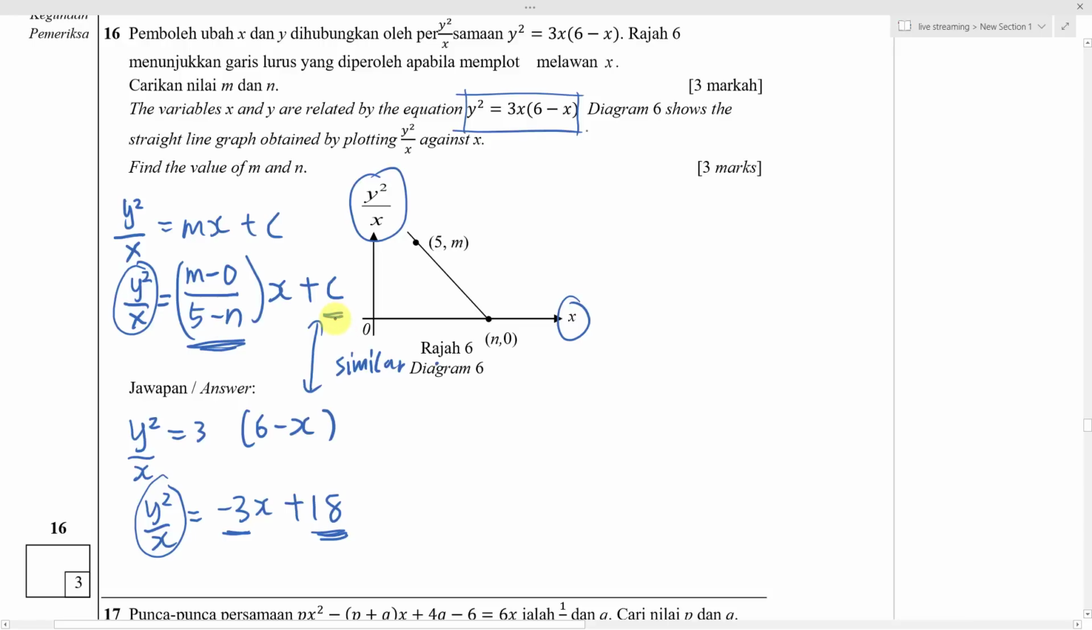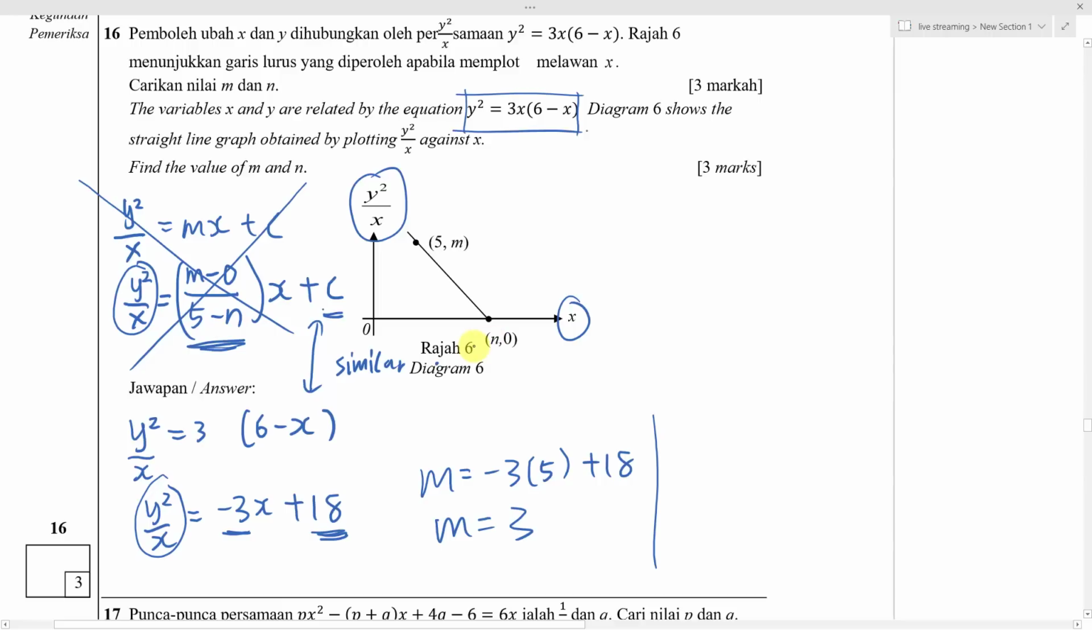So what did the question ask me to find? The question asked me to find m and n, right? Actually you don't need to do so much. You just substitute the coordinate into here, it should be good. I thought the comparing method would be faster, but I don't think this method is faster. After you got this equation, what you need to do is just sub the coordinate into here. For the first coordinate, m you sub into the y here, and this one will be minus 3 times 5 plus 18. So m is just 3.